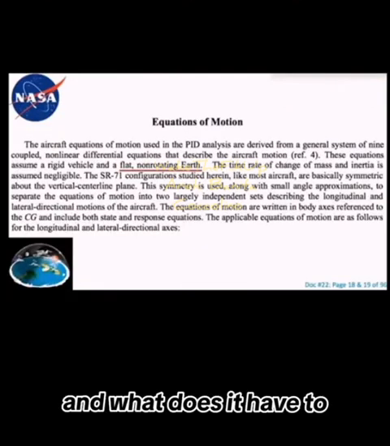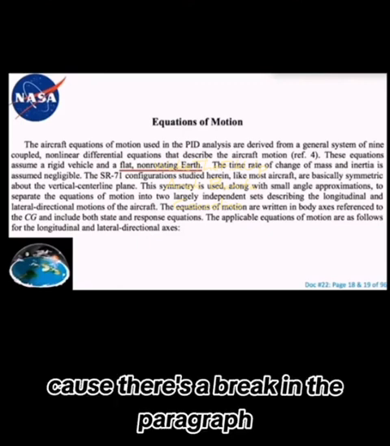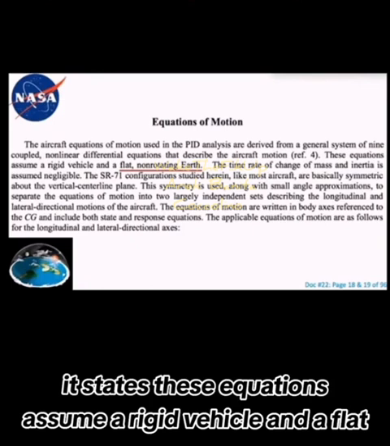Stability and control estimation flight test results for the SR-71 aircraft with externally mounted experiments. And what does it have to say? Well, it states on page 18 and 19, if you put them together, because there's a break in the paragraph, it states these equations assume a rigid vehicle and a flat, non-rotating Earth.